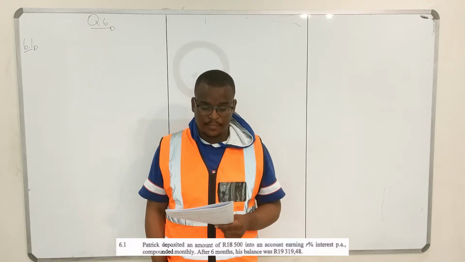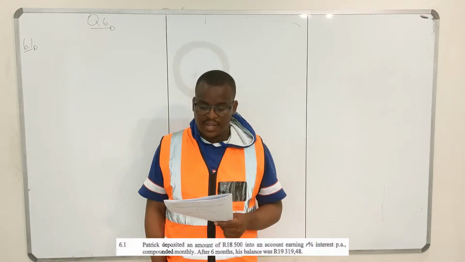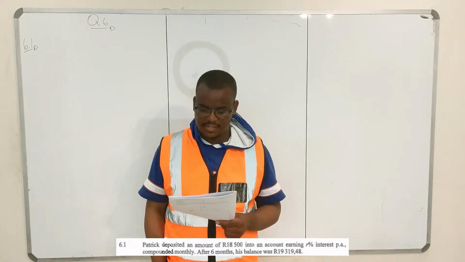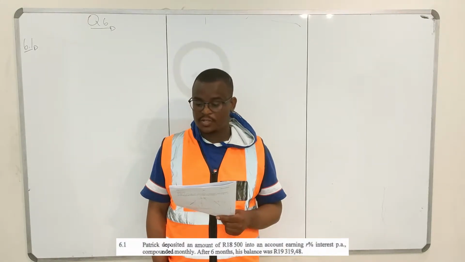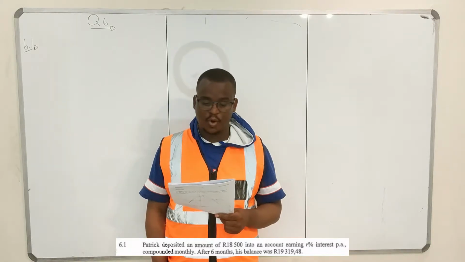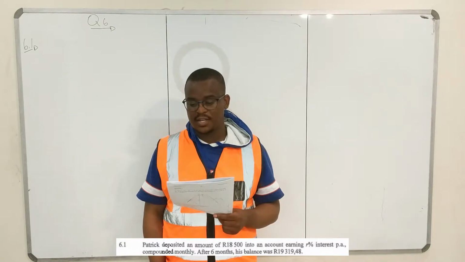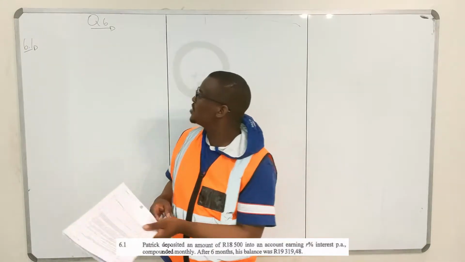So 6.1. Patrick deposited an amount of 18,500 rands into an account earning R% per annum compounded monthly. After 6 months, his balance was 19,319 rands 48 cents. That's the statement. So our friend Patrick deposited 18,500 rands into an account earning R% per annum compounded monthly. After 6 months, his balance was 19,319 rands 48 cents. That's what they're saying. So 6.1.1.